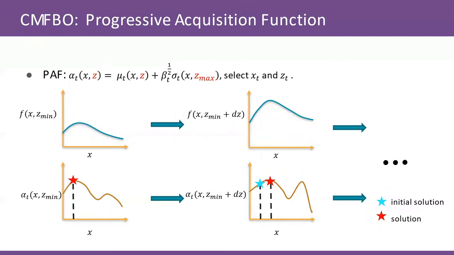In each iteration, CMFBO selects the next hyperparameter and the corresponding task by optimizing PAF progressively. We first maximize PAF at z equals z_min with multiple start point strategies. f(x, z_min) is the lowest fidelity function, and alpha(x, z_min) is the PAF at z_min. The selected candidate serves as the initial solutions for PAF optimization at more difficult tasks. The search of candidate points on more difficult tasks is conducted on nearby regions of the initial solution. This progressive procedure terminates when z equals z_max and the uncertainty at the current task is large. In this way, we shrink the search space and avoid exploring non-optimal regions on expensive tasks.